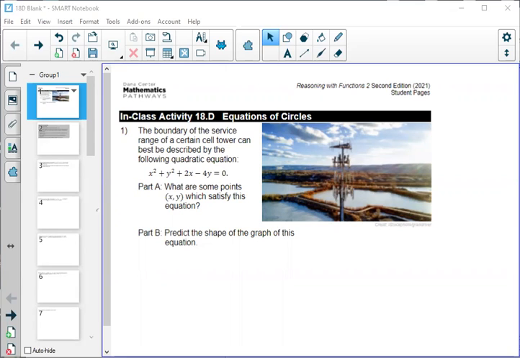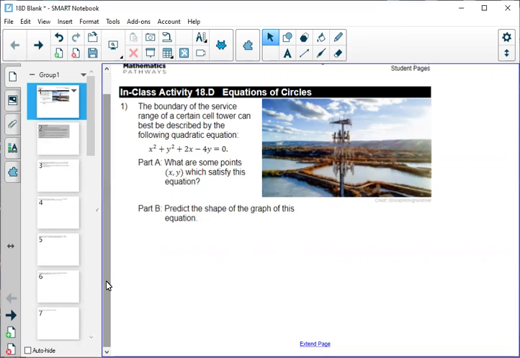In class activity 18D, equations of circles. The boundary of the service range of a certain cell tower can best be described by the following quadratic equation: x squared plus y squared plus 2x minus 4y equals 0. Part A, what are some points (x, y) which satisfy this equation?